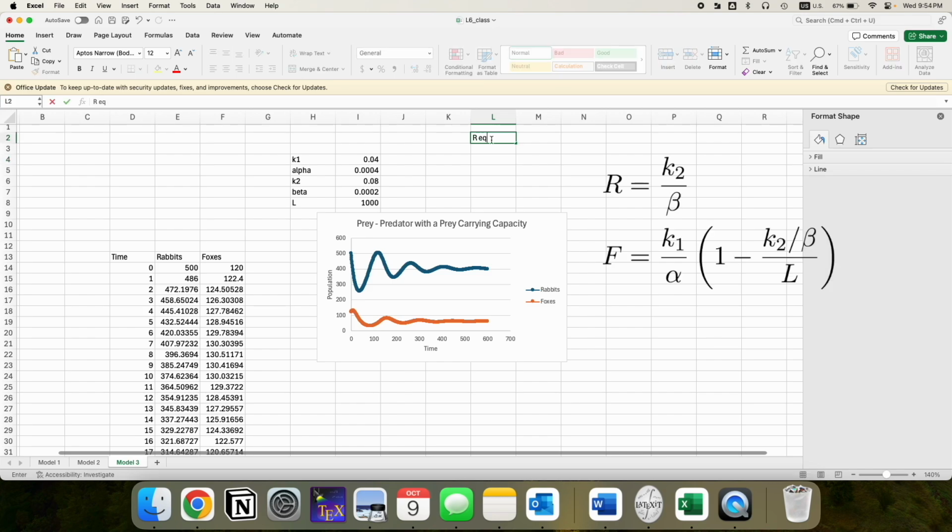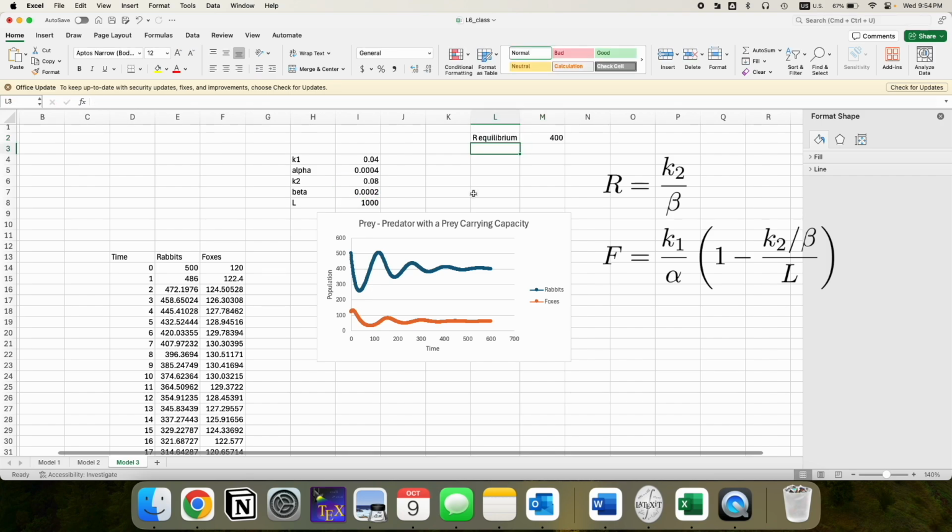So for R equilibrium, R is equal to K2 divided by beta. So you have 400, the equilibrium value for the rabbit population is 400. And for the fox equilibrium, you have the formula: this is equal to K1, so open parenthesis, K1 divided by alpha, close parenthesis. So that's the first part of the solution.